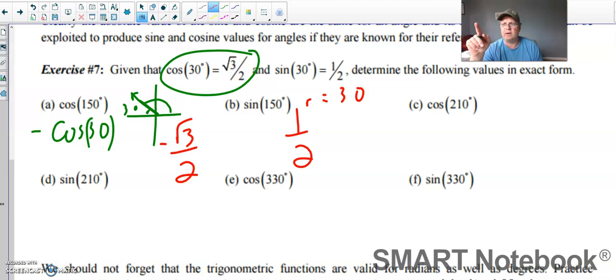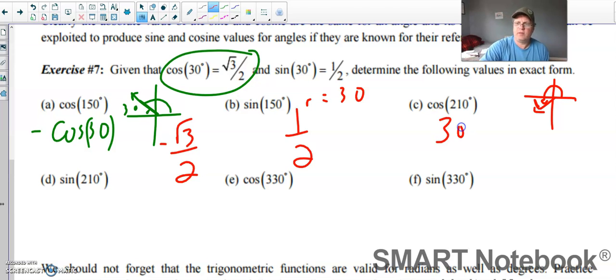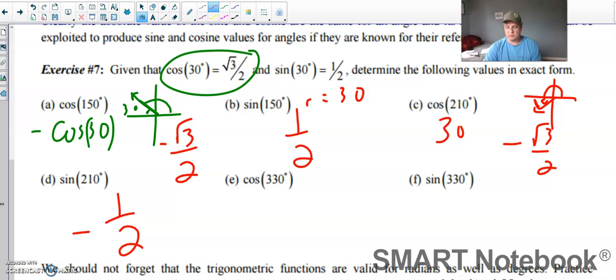Cosine 210, quadrant 3. So to find the reference angle in quadrant 3, here's your 210, and this is the reference angle: 210 minus 180, which is 30. Again, they're all going to be 30. It's in quadrant 3, therefore negative root 3 over 2. Sine 210, same thing. Quadrant 3, reference angle's 30, so 1/2, negative because it's in quadrant 3, so negative 1/2. And that's how you're getting all these positives and negatives on the unit circle. It's by your ASTC. So if you know quadrant 1, you're good, you're golden.